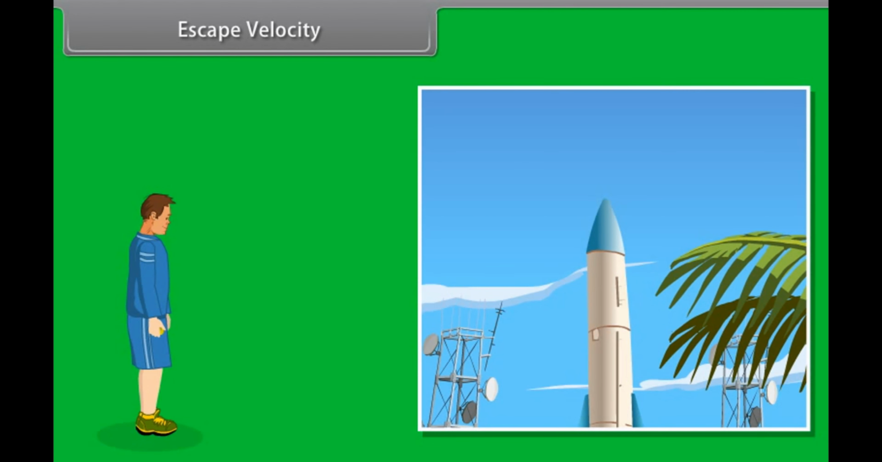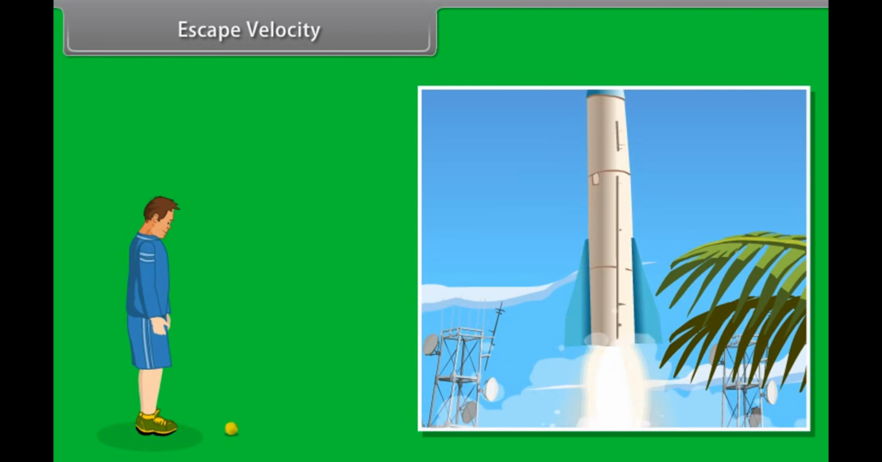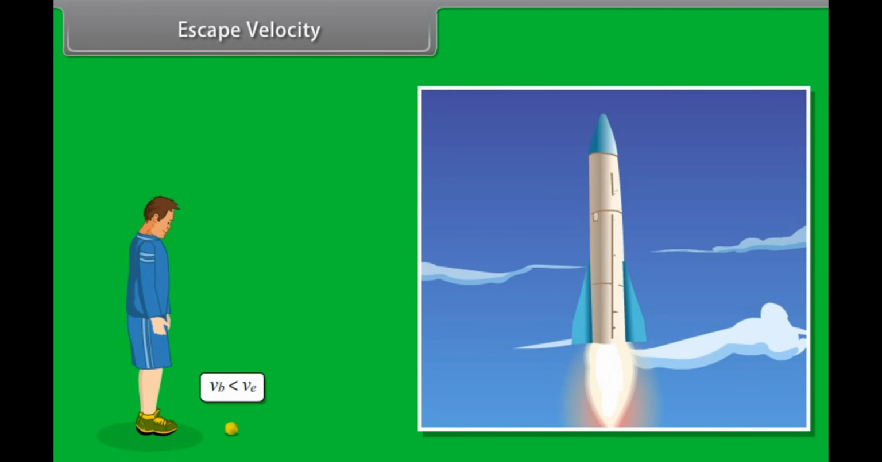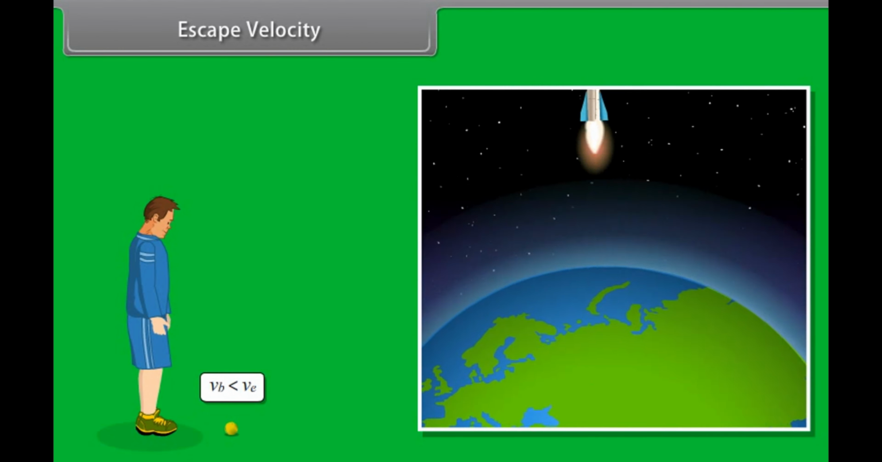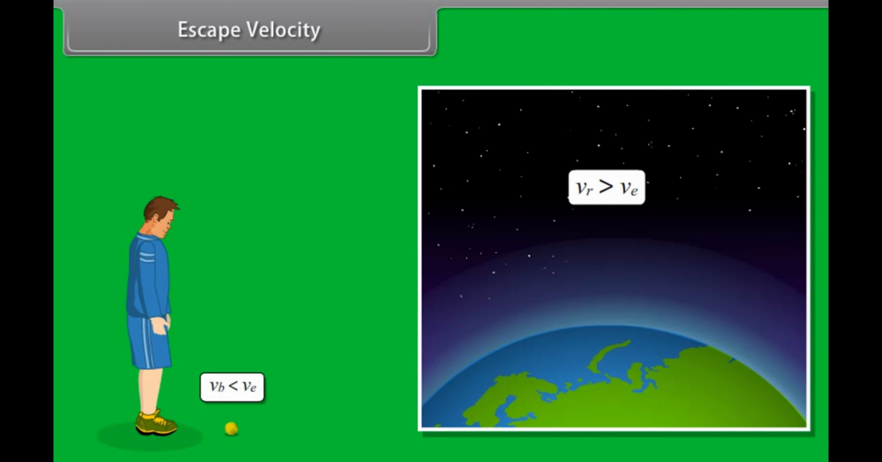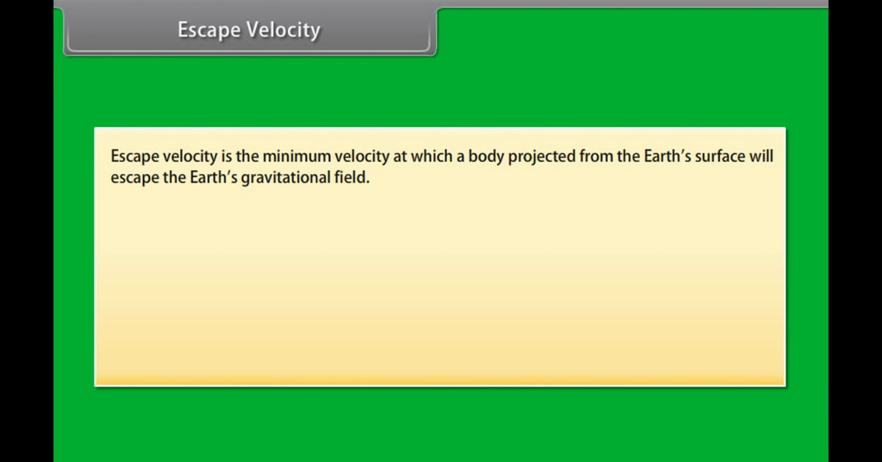Escape velocity. Can we throw an object with such high initial speed that it does not fall back to the Earth? Yes, if we throw an object with escape velocity, it does not fall back to the Earth. Escape velocity is the minimum velocity at which a body projected from the Earth's surface will escape the Earth's gravitational field. Escape velocity for the Earth is v = 11.2 km per second.